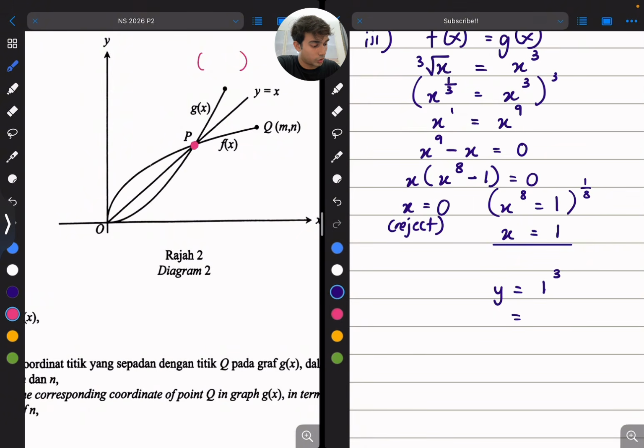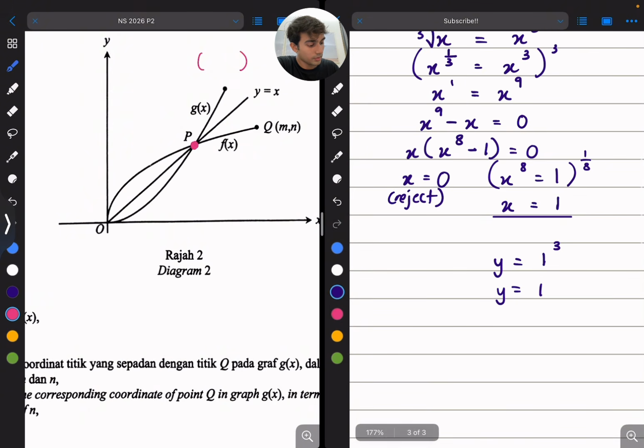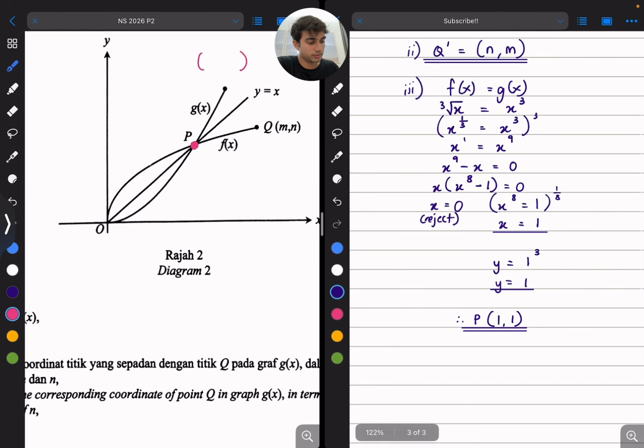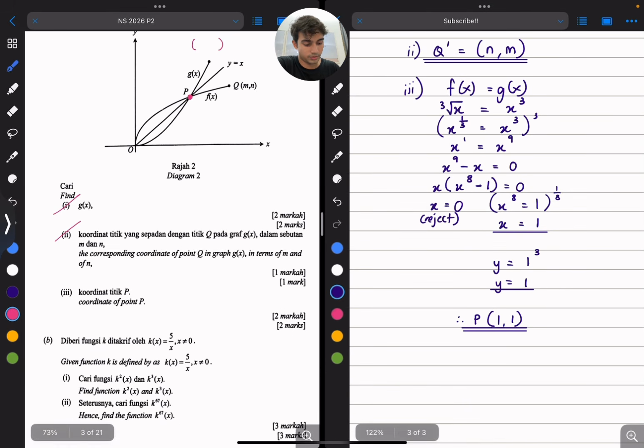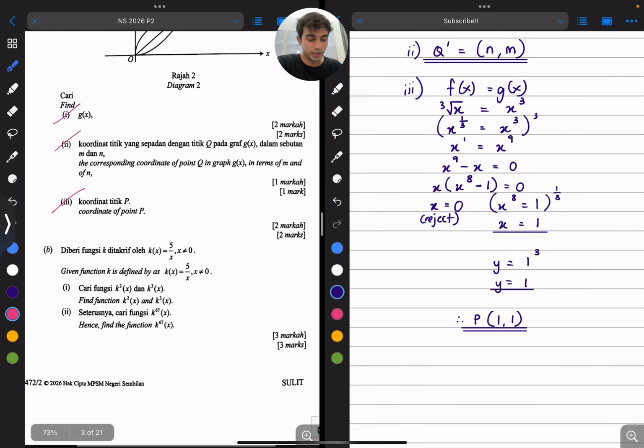So y is 1 cube, y is also 1. So you can say coordinates of P is (1, 1). Done. Right.